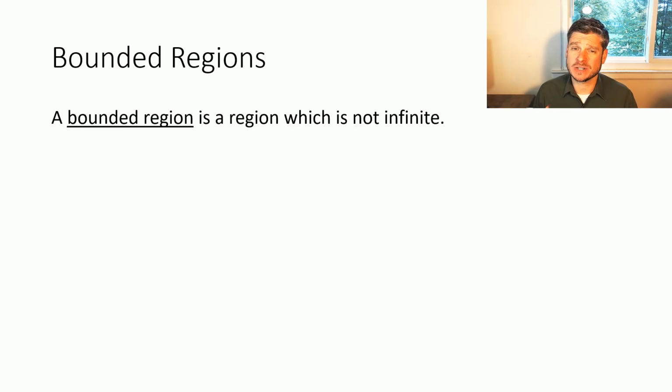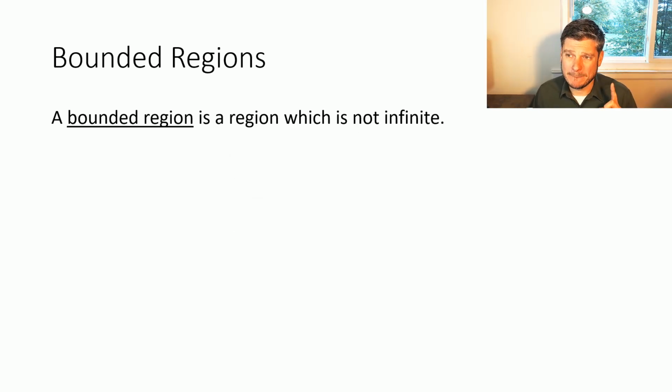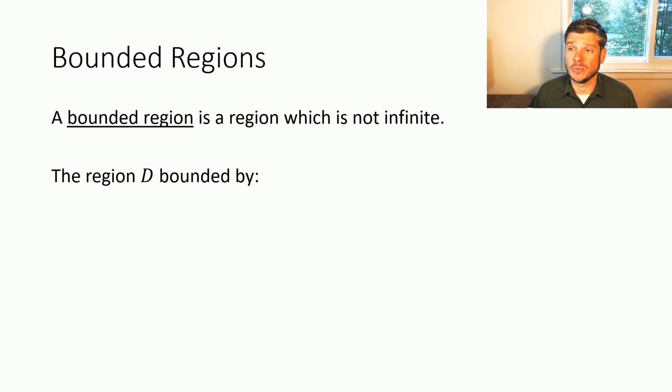Now, what we're concerned about are bounded regions, and the simplest definition for a bounded region is simply a region that is not infinite. So obviously this one is not bounded because it extends infinitely in the y direction. We want bounded regions. So let's look at an example.